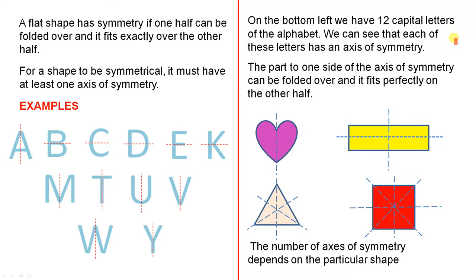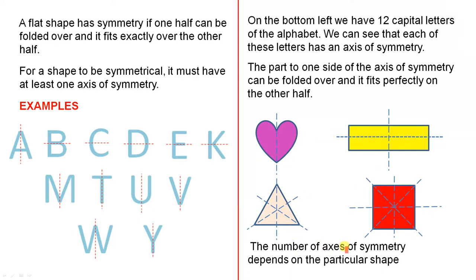We can see that each of these letters has an axis of symmetry, and that's the dotted red line. The part to one side of the axis of symmetry can be folded over and it fits perfectly on the other side. So here we have 4 more examples.